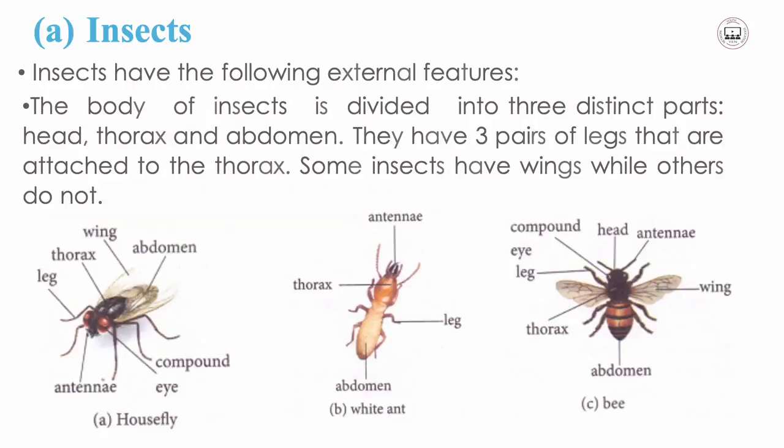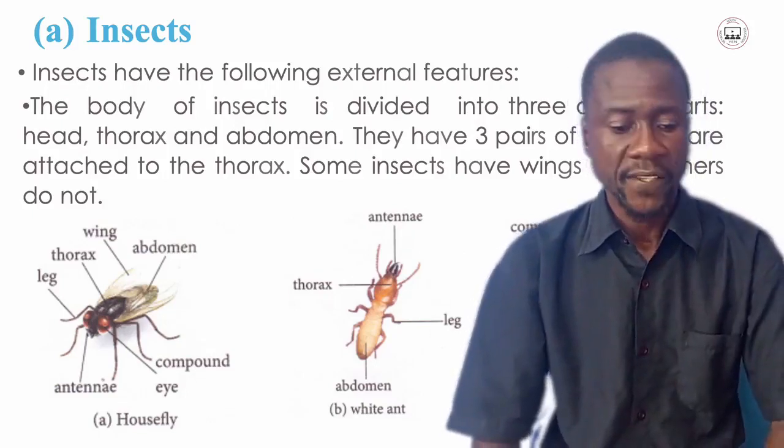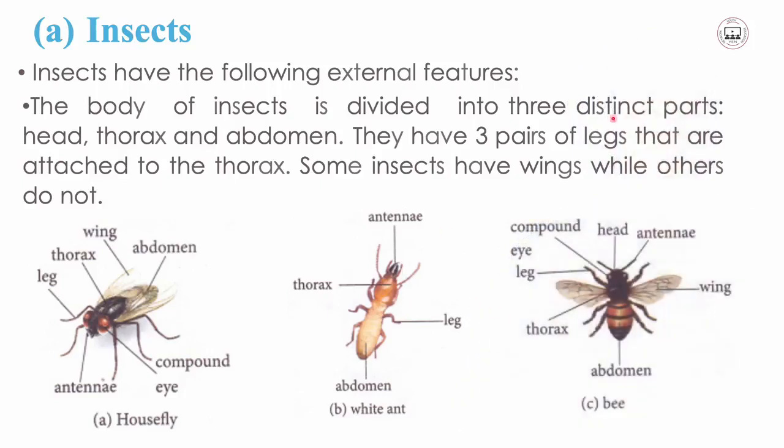We can talk about the insects. Insects is a very big word which covers a lot of flies, ants, and so forth. Now, insects have the following external features. The body of an insect is divided into three distinct parts: the head, the thorax, and the abdomen.